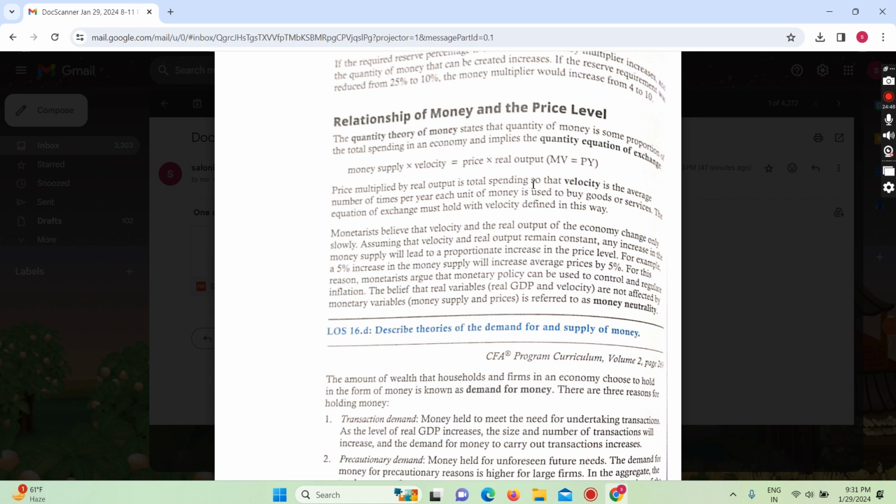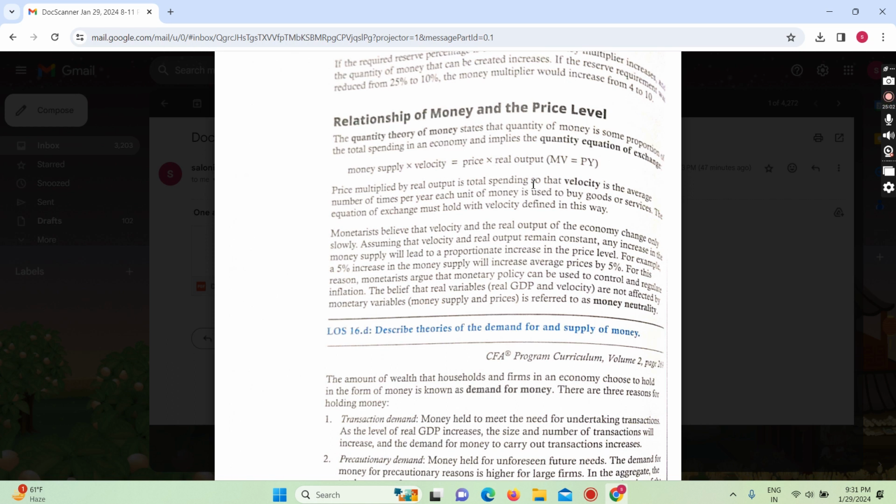Price multiplied by real output is the total spending. So the velocity is the average number of times per year each unit of money is used to buy the goods or services. The equation of exchange must hold with the velocity defined in this way.